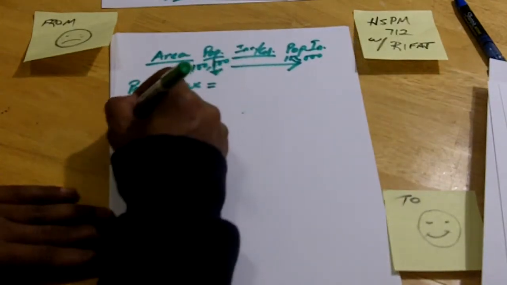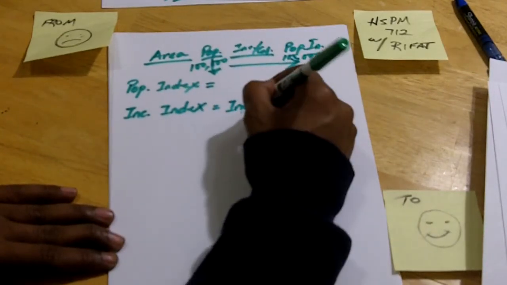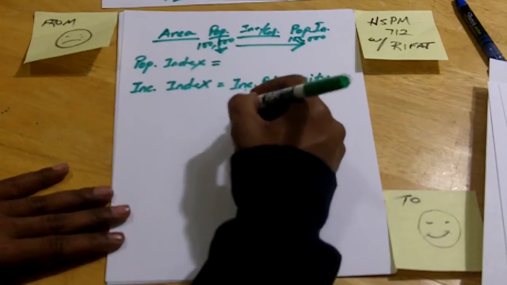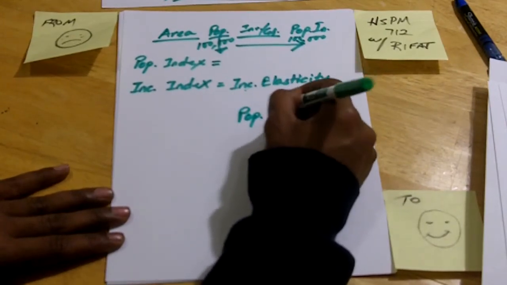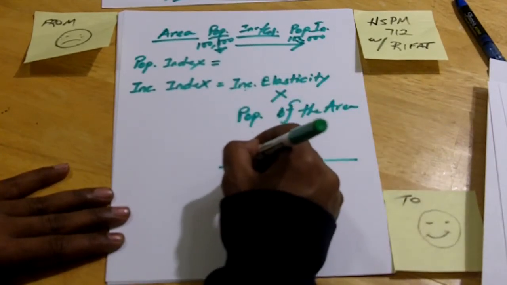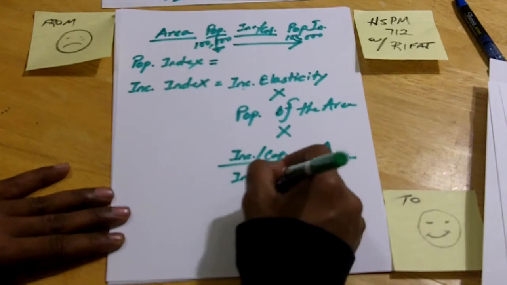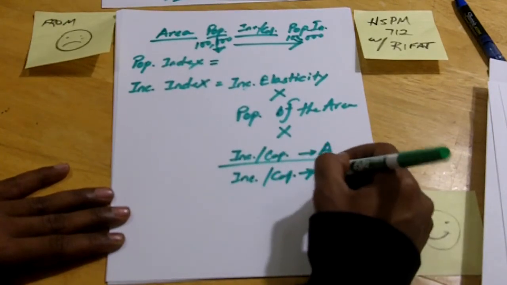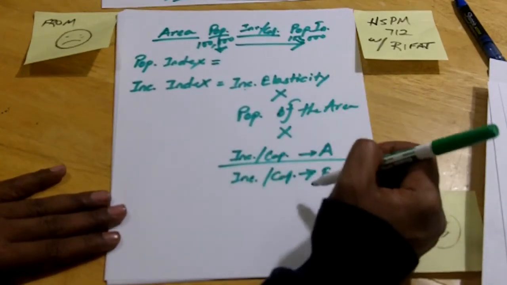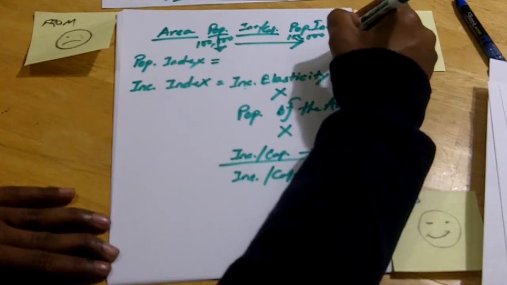But for the income index, there is a slightly complex formula, but not that complex. We have to put income elasticity in multiplicative form with the population of the area, and in multiplicative form there is a ratio: income per capita in one area, say A, and income per capita in the base area, say E. So we have to put all the figures there and find the income index for each area. So we have to have another column here, income index.